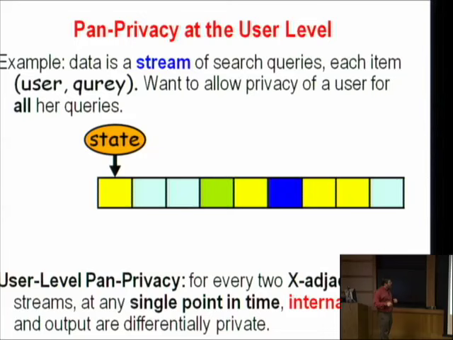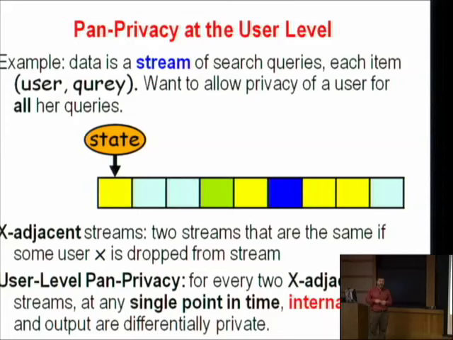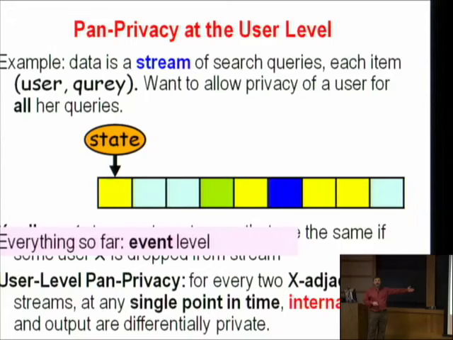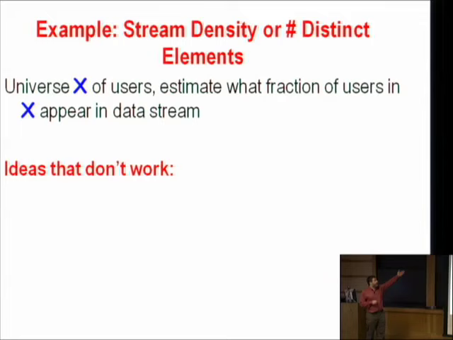So now the question is, can you do anything interesting? This simply changes the notion of adjacency, right? Adjacency now is two streams that are the same if some user is dropped from the stream. The definitions remain the same. It's just the notion of adjacency that changes. And everything we've seen so far is event level.